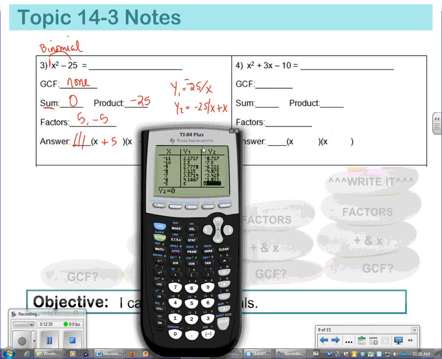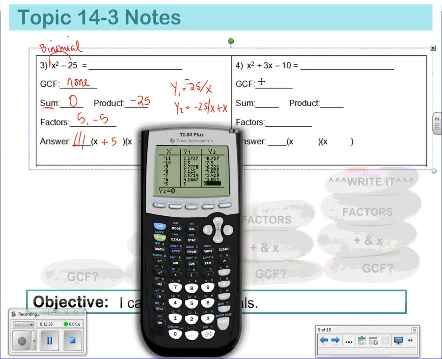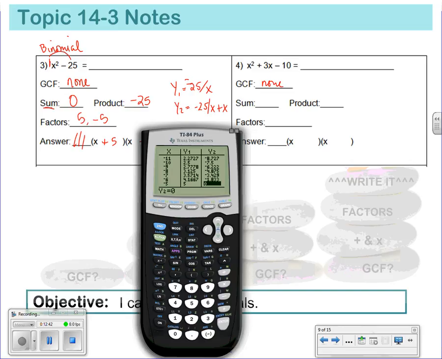Example 4. We have x squared plus 3x minus 10. There's no GCF. The sum is going to be our 3. We're back to trinomials. Our product, negative 10. So here's our sum. Product, multiply the first and the last.